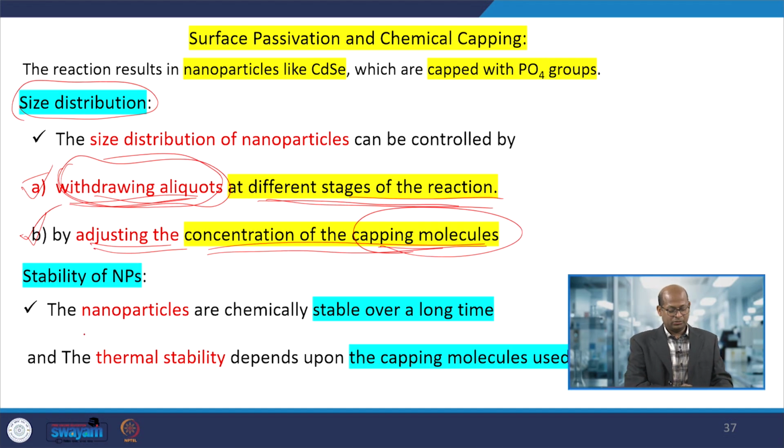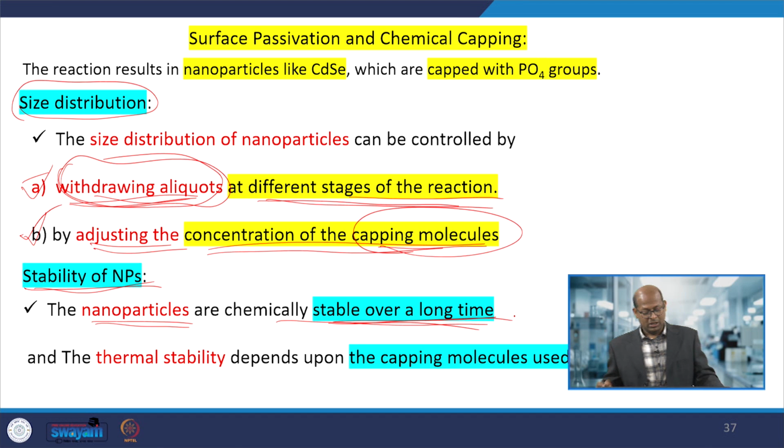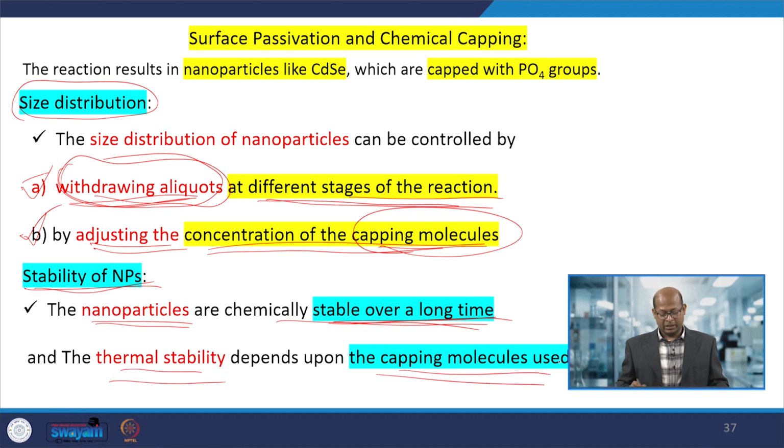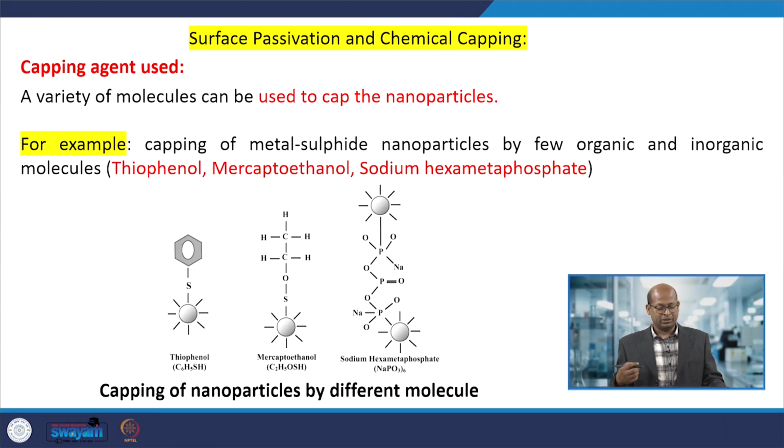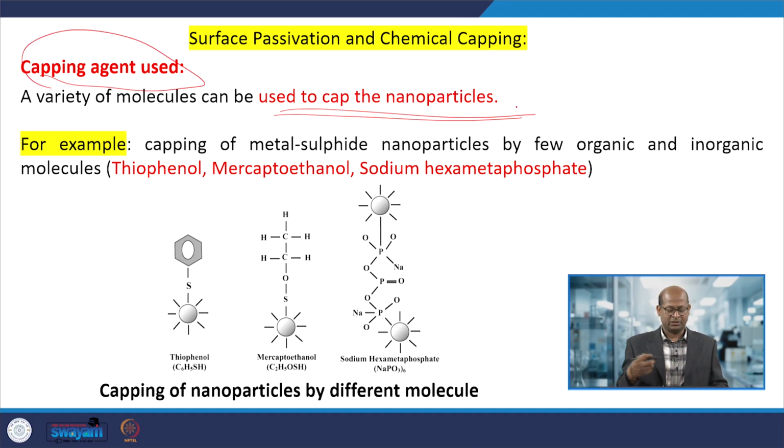Okay. So next is the stability of the nanoparticles. They are chemically stable over a long period of time. Since nanoparticles are chemically stable over long times, the thermal stability of these particles depends on the capping molecules that we are using. Depending upon the capping molecules, the stability can either increase or decrease. There are various capping agents or capping molecules used that can stabilize the nanoparticles when they are in solution.